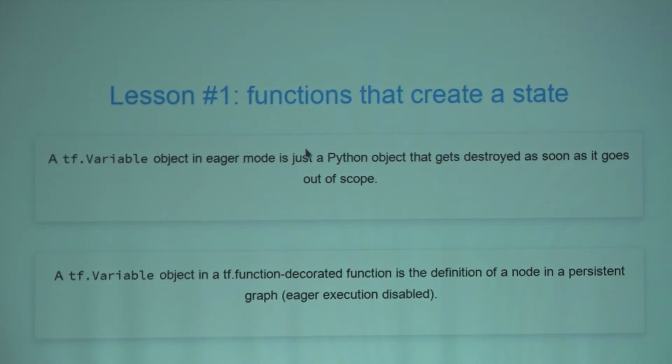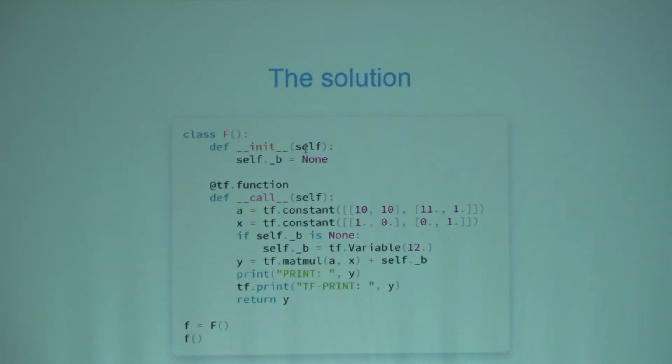But when we decorated the function using tf function, a tf variable object is the definition of a persistent node in a graph, and we can't define a persistent node more than once, because of course otherwise we are just creating other nodes, but we want to use the same node because it's the same variable.